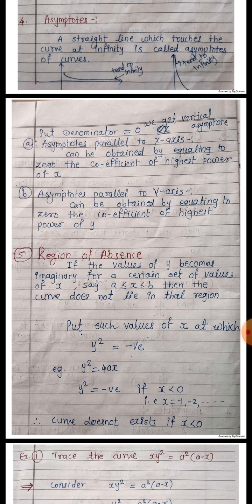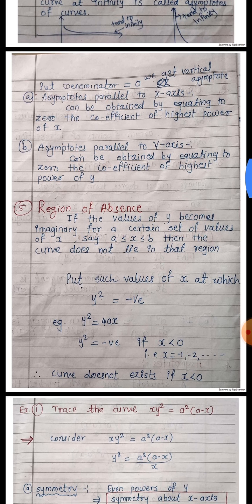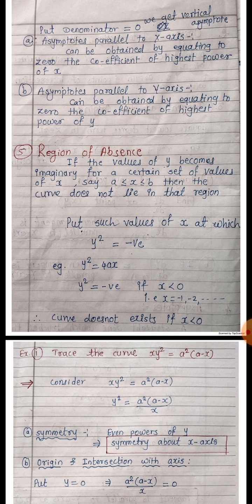Next is the second figure. Here if you see the y-axis, the curve touches the y-axis at infinity. Therefore, here the straight line is the y-axis. Therefore, y-axis is the asymptote. Next is, we find the asymptotes parallel to x-axis and parallel to y-axis or itself.